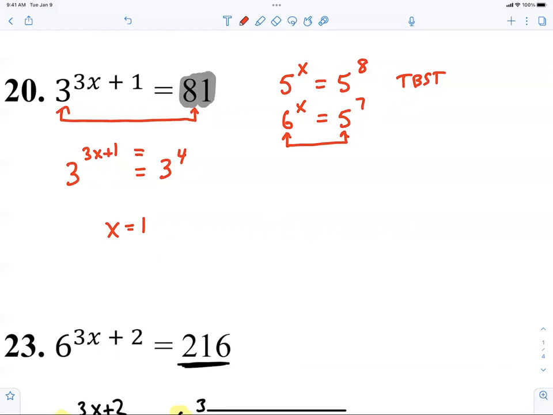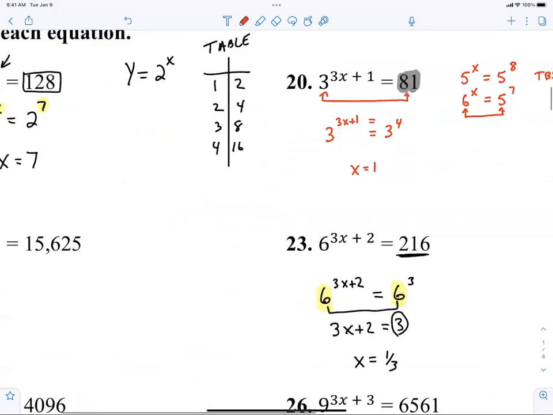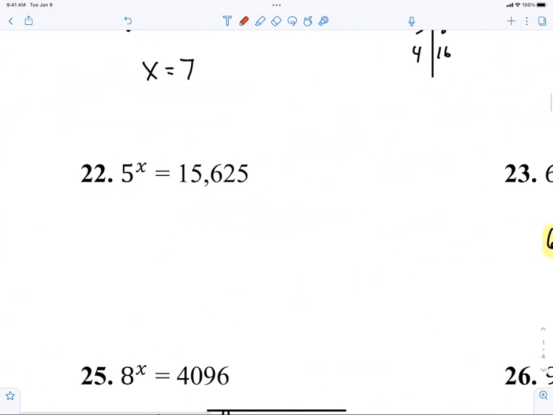All right, does anybody have any questions? All right, so with that being said, we're going to jump down to 22. Now, 5 to what power is 15,625? That's what you're trying to tell me right now. 5 to what power is 15,625? Hello? Yes.